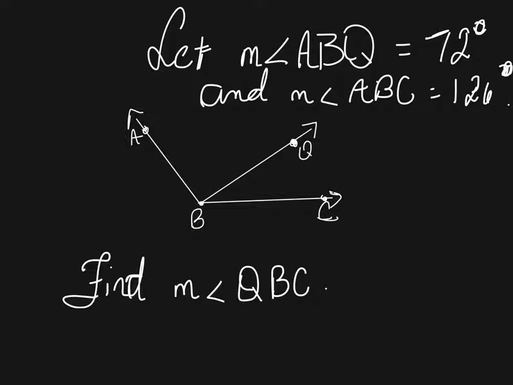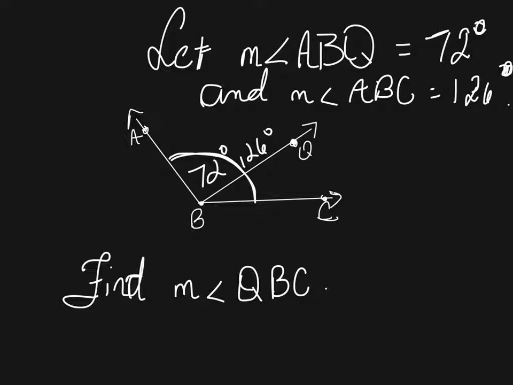You have the measure of angle ABQ. So the measure of this angle right here is equal to 72 degrees. So we're going to write that down here. So we have this is 72 degrees. And then the measure of angle ABC, so the whole big thing, is equal to 126 degrees. So we're going to mark that, and we're going to use a curve so that we can show this arc, show that that whole thing is 126 degrees.